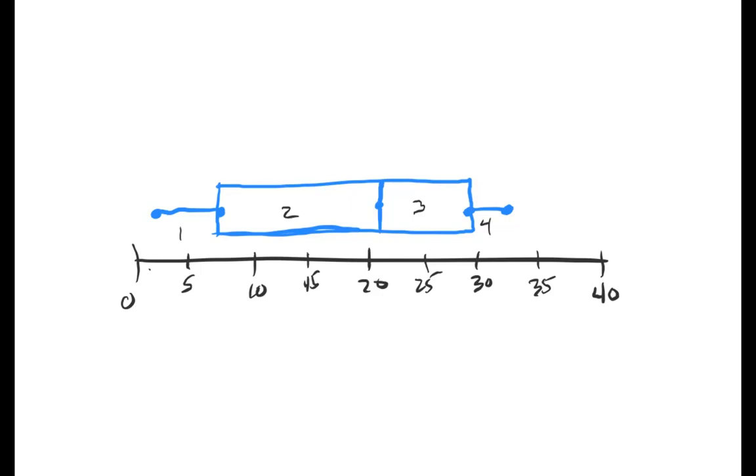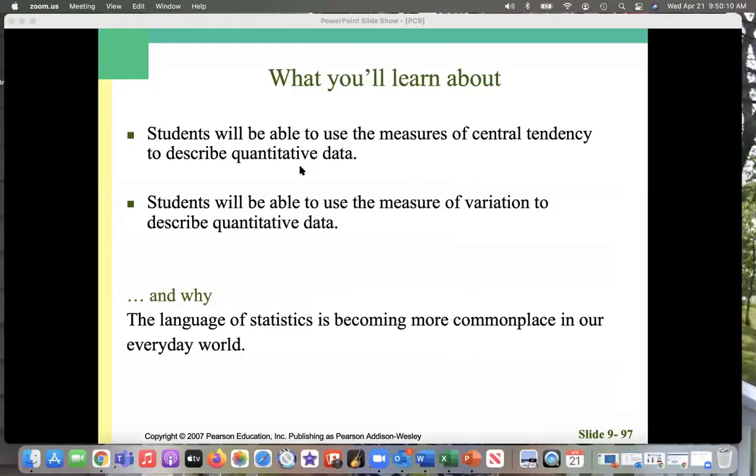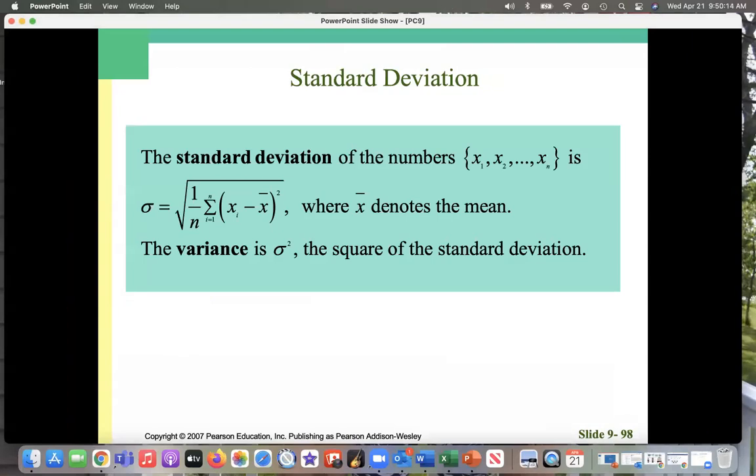All right. Now, rather than just talking about measures of central tendency, we also have measures of variation. So I'm going to get to my PowerPoint here. And the first measure of variation is standard deviation. Standard deviation and variance, those 2 values measure the spread of data values.